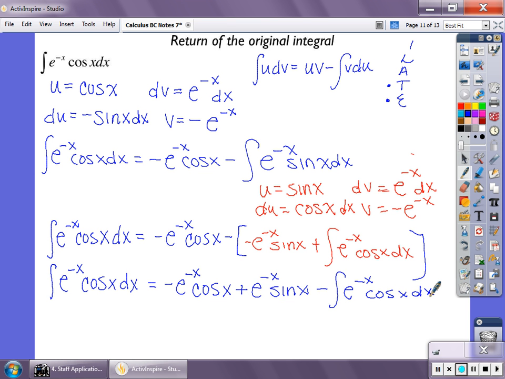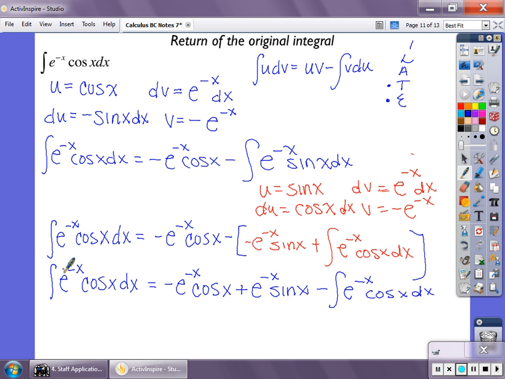Now take a second here and think about how we can figure out what this integral is if it's going to go on forever. Basically, we're going to manipulate this equation in a way. Just as you can move this negative e to the negative x cosine x over to this side of the equation by adding, or move e to the negative x sine of x over to this side by subtracting, we're going to move this integral here. Right now we're subtracting the integral of e to the negative x cosine x dx. We're going to add it over here, and we're going to have like terms. There's going to be 2 of those integrals.